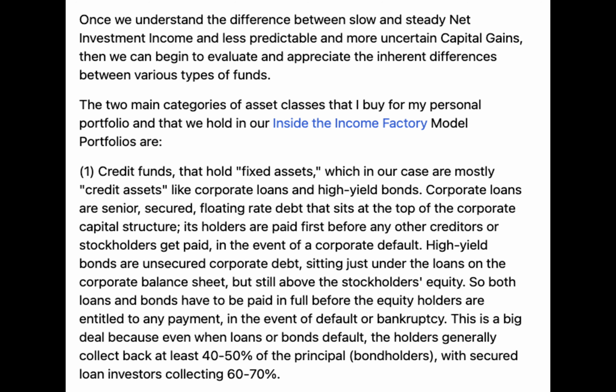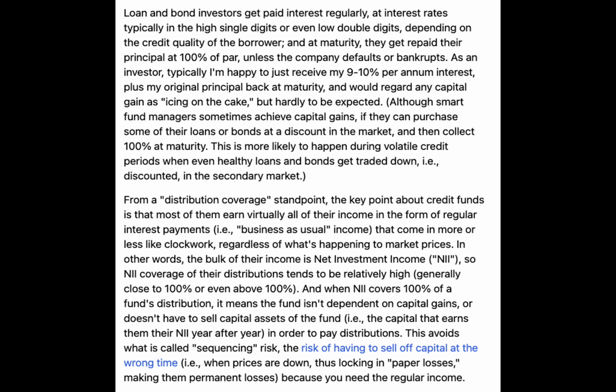This is a big deal because even when loans or bonds default, the holders generally collect back at least 40 to 50% of the principal, bondholders, with secured loan investors collecting 60 to 70%. Loan and bond investors get paid interest regularly, at interest rates typically in the high single digits or even low double digits, depending on the credit quality of the borrower. And at maturity, they get repaid their principal at 100% of par, unless the company defaults or goes bankrupt.